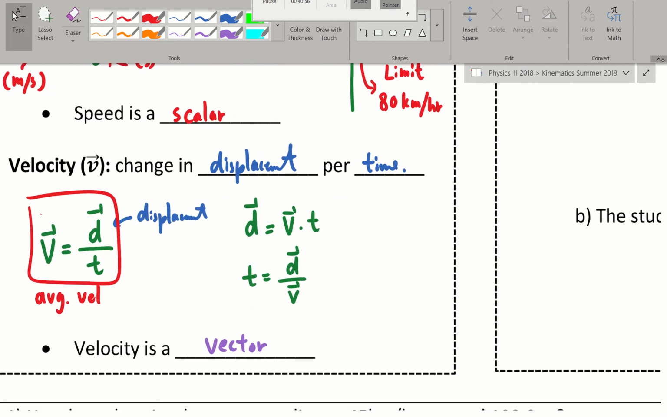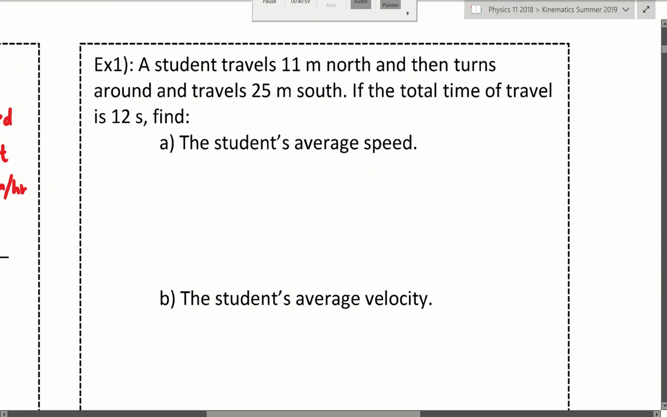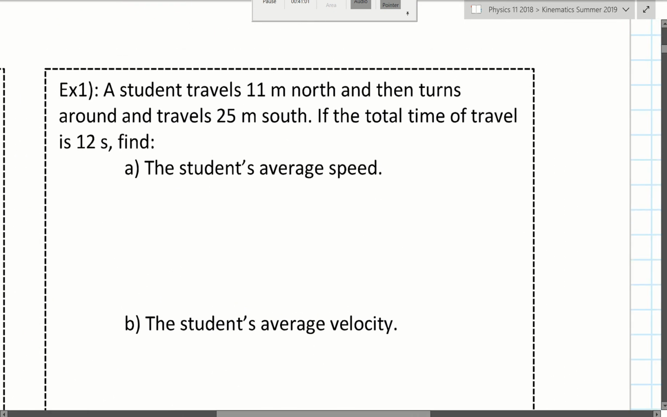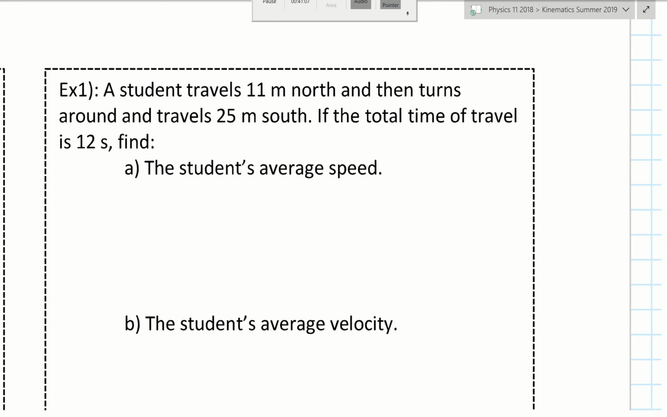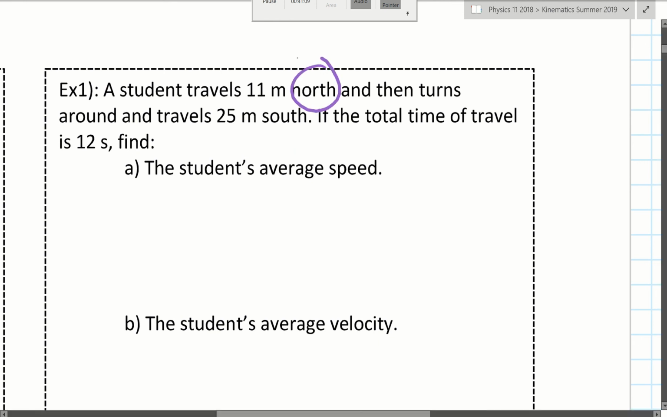Once we understand the difference between vector and scalar, it is basically pretty straightforward. A student travels 11 meters north. So there is a direction involved, and then turns around and travels 25 meters south. That means this 25 meters should be a negative 25 meters because it's to the south, and south is generally assigned to be negative.